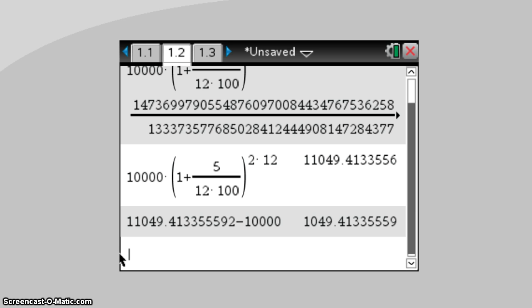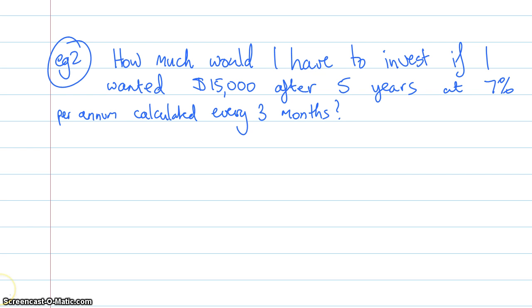Okay, so let's go back to our other page. Now I want to tackle a slightly different question, same formula, just a slightly different question. I want to work out how much I would have to invest, how much I would have to put in the bank if I wanted to have $15,000 after 5 years. That's 7% per annum, per year, calculated every 3 months. So again, I'm going to use the same formula.